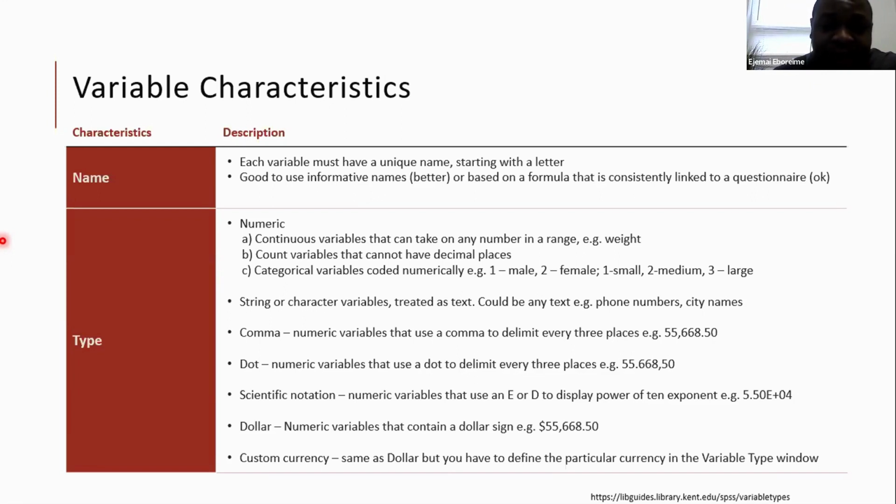You have to delimit every 3 digits when you have a number like the example you see there, 55,668. Once you put that comma there, you identify it as comma. Then you have dot as well, which is similar but uses the dot. And if your variable is in scientific notation, you can identify it as that. If it's a currency, dollar, you put it there as well, and also constant currency.